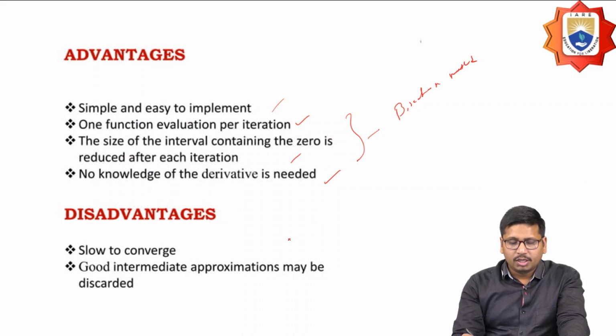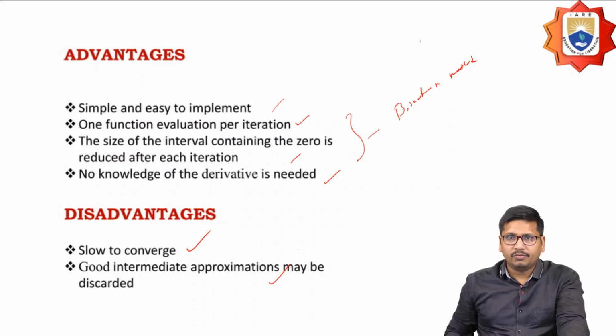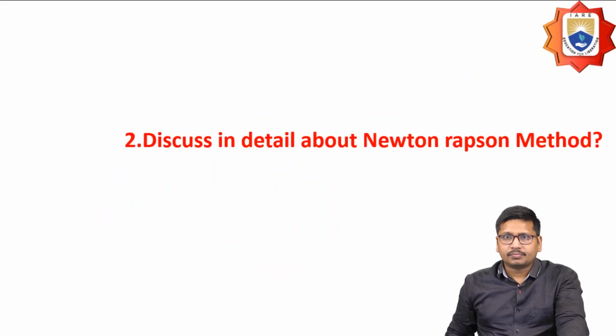And similarly, the disadvantages: it is slow to converge and a good intermediate approximation may be discarded. So these two will be the disadvantages of this. If I'm going to take this bisection method, it is simple and easy to implement, with one evaluation per iteration, and the size of the interval containing 0 is also going to be reduced after each iteration. And the next question is, discuss in detail about the Newton-Raphson method.